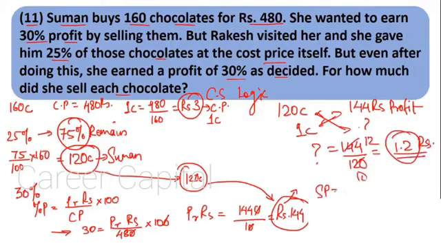We know selling price is cost price plus profit. What is the cost price for one chocolate? 3 rupees. How much profit should she earn from one chocolate? 1.2 rupees. What should be the selling price of each chocolate? 4.2 rupees. See, this is your answer.